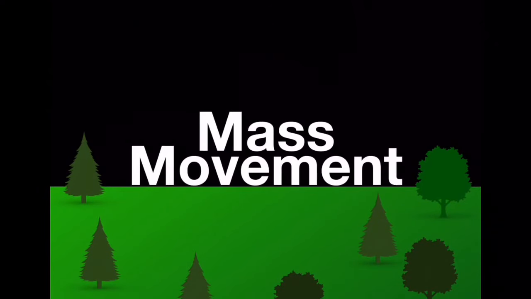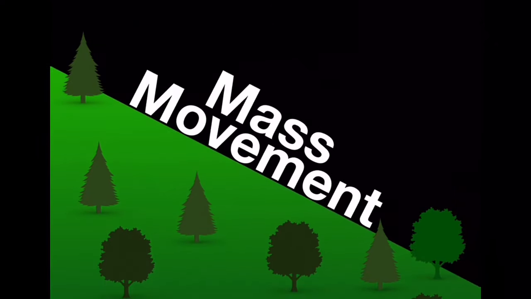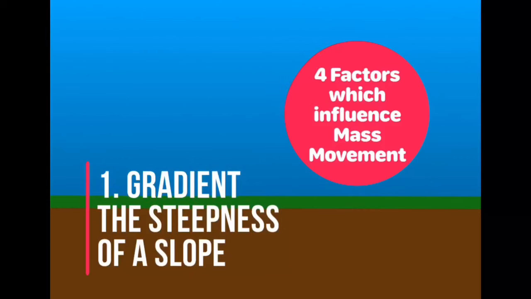Mass movement is the movement of surface material downhill due to gravity. The loose surface material is known as regolith. There are four main factors which influence mass movement.